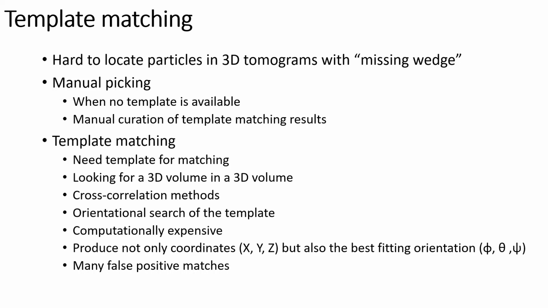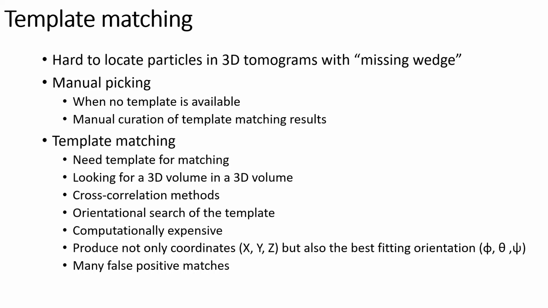The problem here is that it's quite computationally intensive because we are looking for a 3D volume in a larger 3D volume, and actually we are doing a cross correlation over all the volume with a certain sampling rate of all the possible orientations of our template, because the template is not always in the same orientation inside our tomogram.